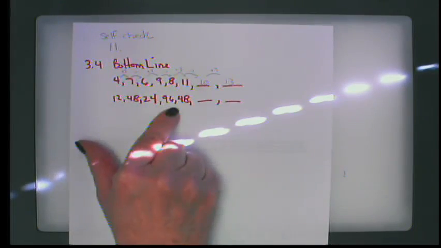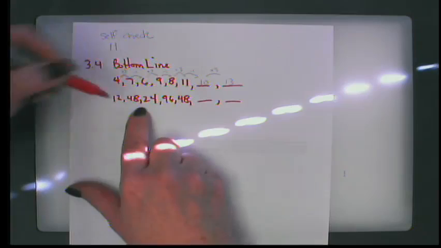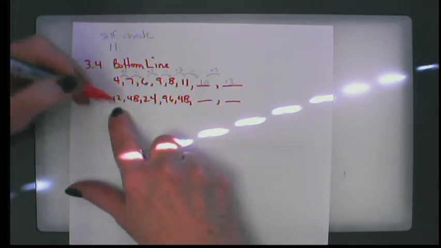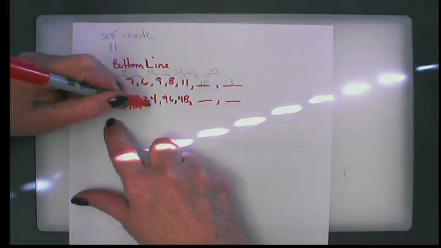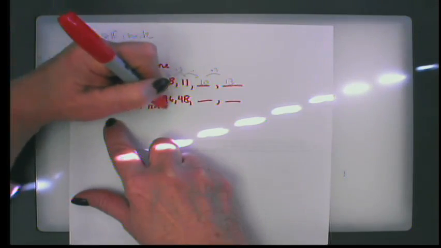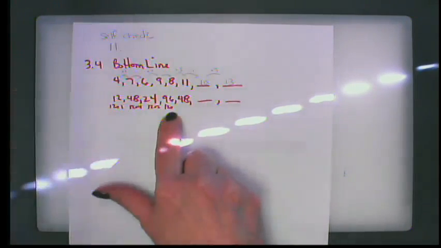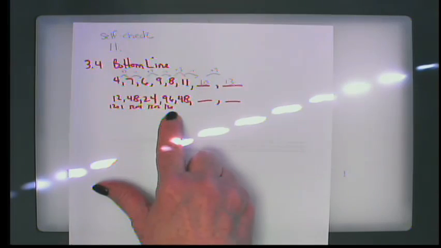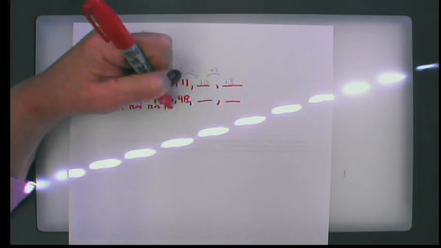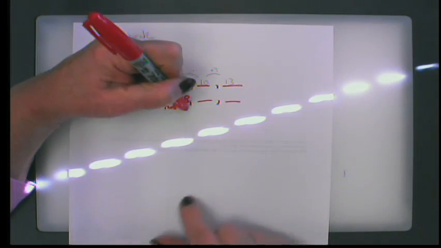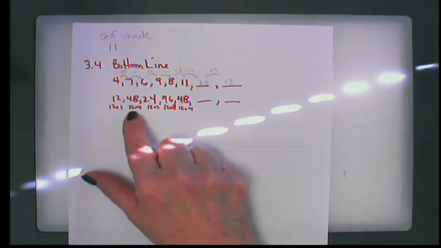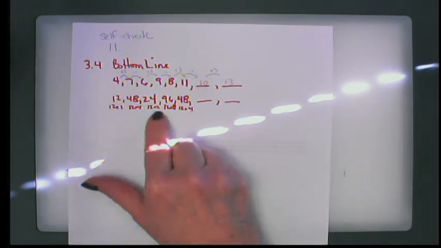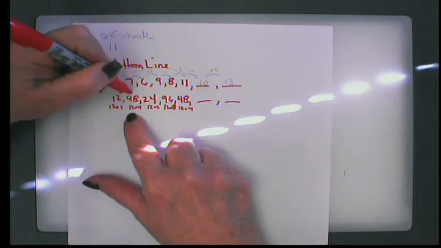Now here, the first thing I see with these numbers is they all have 12 as a factor. In other words, this is 12 times 1, 12 times 4, 12 times 2, 12 times 8, and 12 times 4. So what I kind of see here is, okay, 12 to 48 is times 4, right?